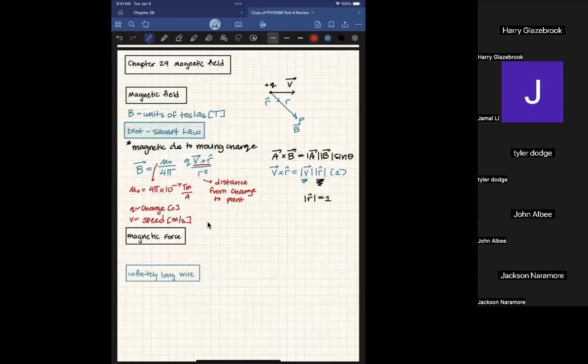I will say more than likely he won't have you use the Biot-Savart law on the test, but just in case you had trouble on the homework, there's that.